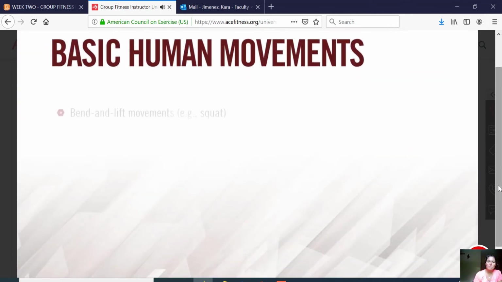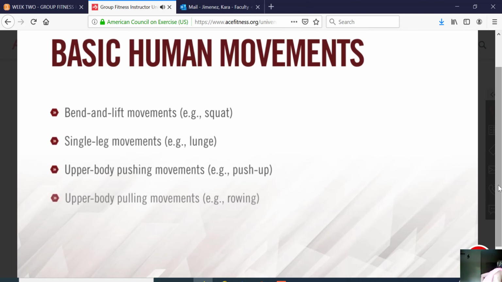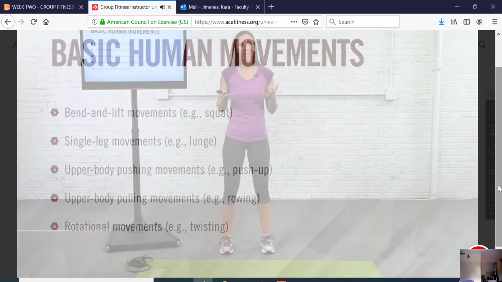When designing our fitness classes, we want to think about how the body moves as a whole unit. We don't want to train just muscles, but we want to train movement patterns. There are 5 basic movement patterns. The first is the bend and lift.